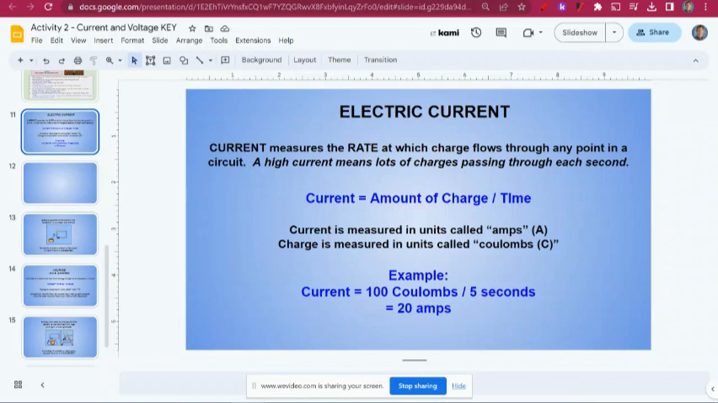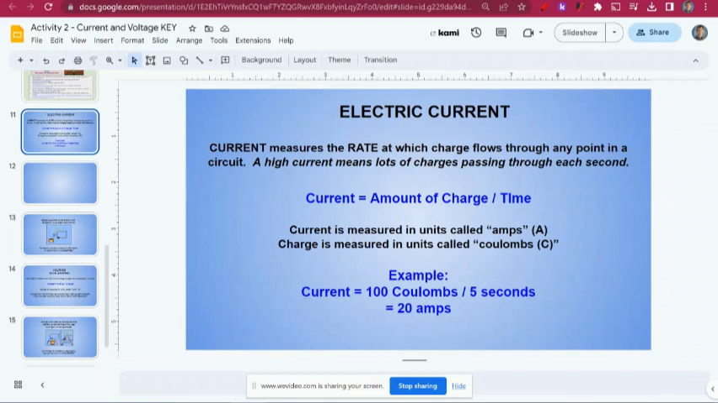Okay, so I'm now going to go through the blue slides at the end of activity 2. These slides are really just kind of meant to be a summary of the things that we've learned. And these are some of the most important things. So the first slide talks about electric current, and it gives a definition.